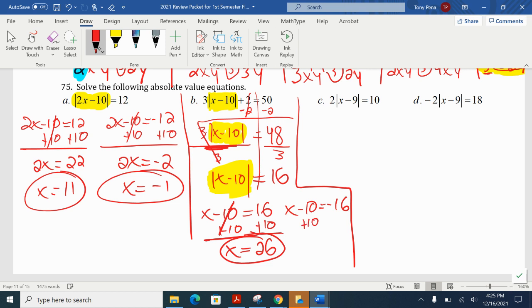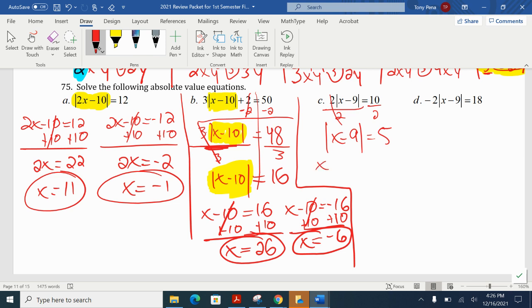Add 10 to the second equation. 10s will cancel. X is now isolated, and that leaves us equal to a negative 6 on the right-hand side. All right. C, we need to divide by 2. That now isolates our x minus 9, set equal to that 5.